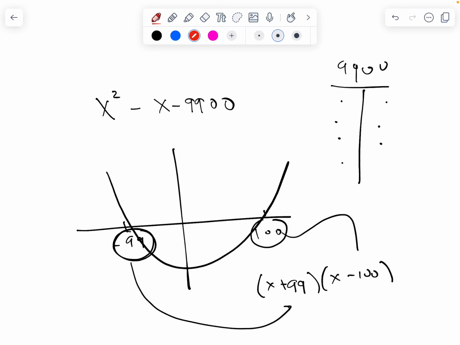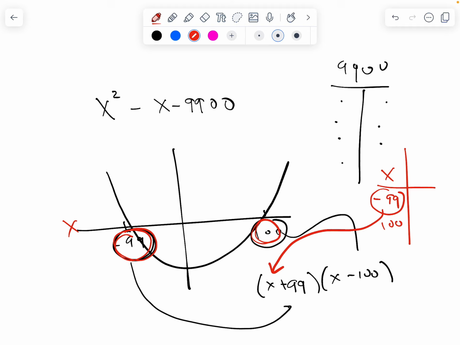The reason we're switching this is because the x value of negative 99 has to generate the 0. So when x is negative 99, we put that negative 99 there in place of x. And now you see it, right? Negative 99 plus 99 is 0. And this is why the 100 also has to be a negative 100, because when x is 100, remember, it's the x value that we're substituting in. When the x value is 100, that makes it 0. So remember to flip those, and you're good.